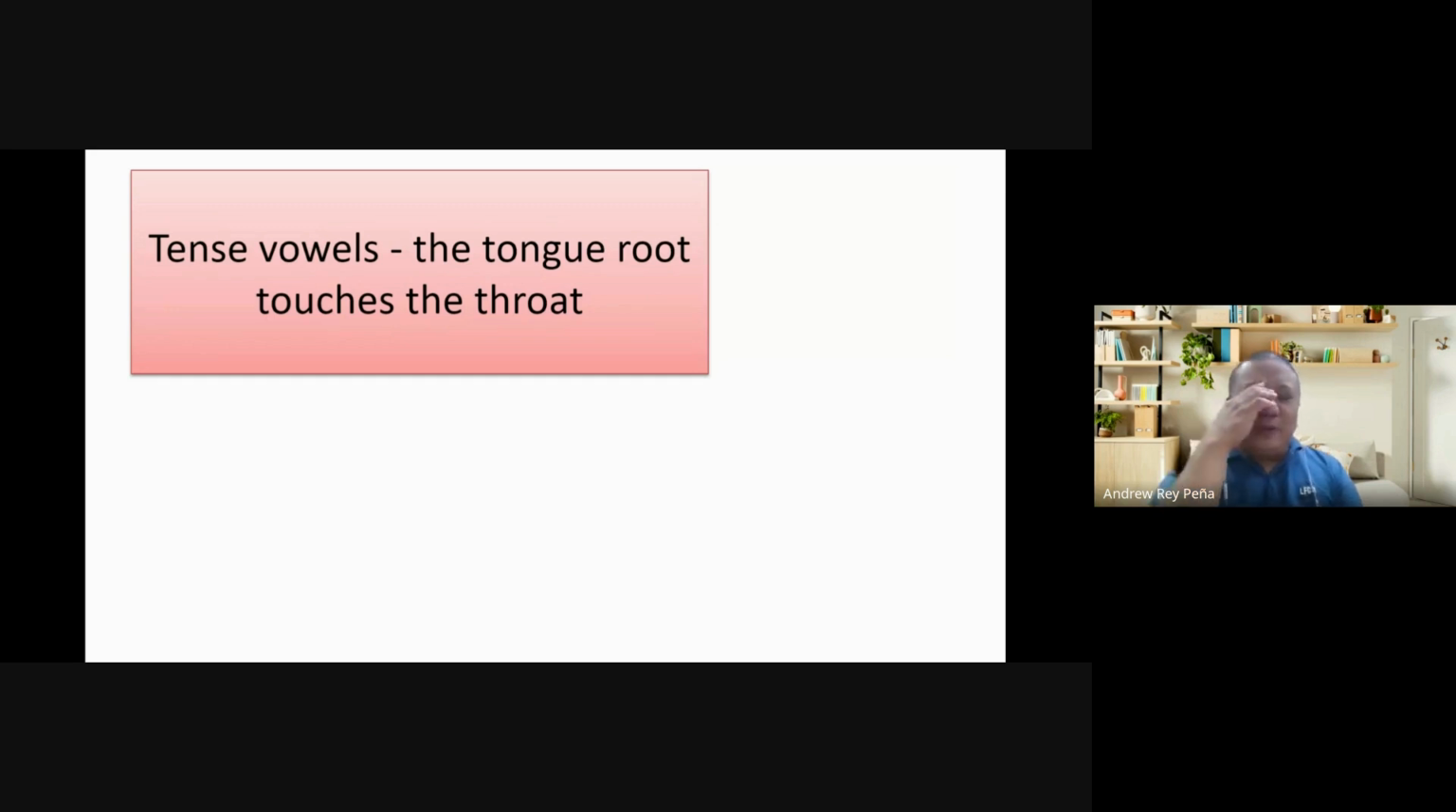Okay? When we say tense vowels, those vowels are produced with the tongue root touching the throat. So in the case of tense vowels, the tongue root touches the throat. The tongue root is not in the middle of the throat. It touches one side of the throat, particularly the front side.